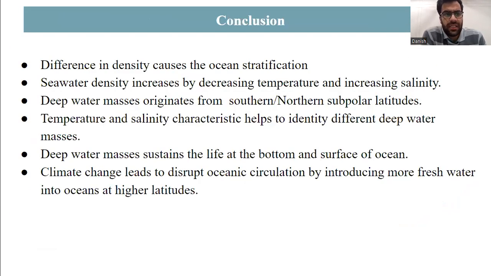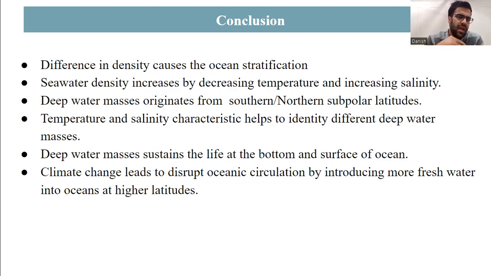So this is the conclusion: the stratification is because of the difference in the density, and the density is governed by the temperature as well as the salinity. Decreasing temperature and increasing salinity increases the density. And deep water masses originate in the southern and the northern subpolar latitudes, that is, higher latitudes. And the temperature and salinity characteristics of the deep water masses we use for the identification of the deep water masses.